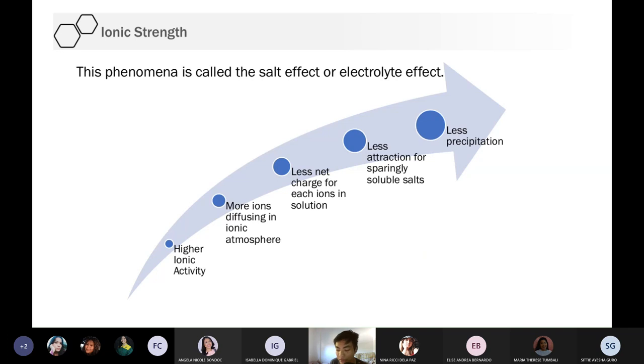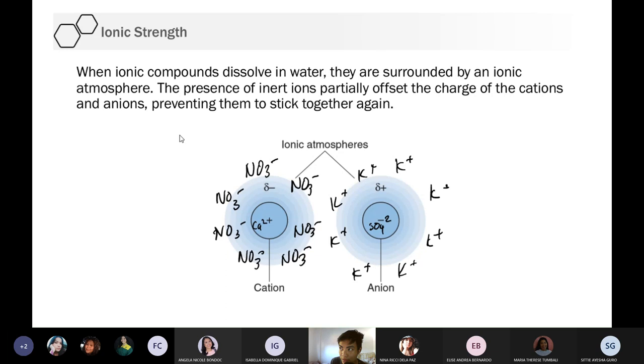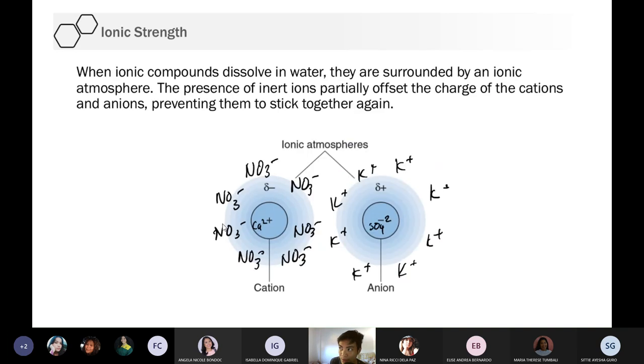So again, let's recall what happened. The ionic activity increased. You introduce diverse ions. Because you have diverse ions, more ions will diffuse into the ionic atmosphere. Okay, so the diverse ions enter the ionic atmosphere of our original ions. And as a result, their charge is lessened. So their strength, the strength of their charge, is reduced because of these diverse ions around them.